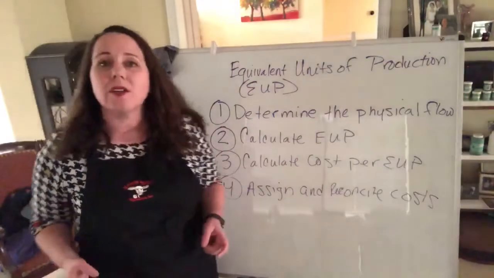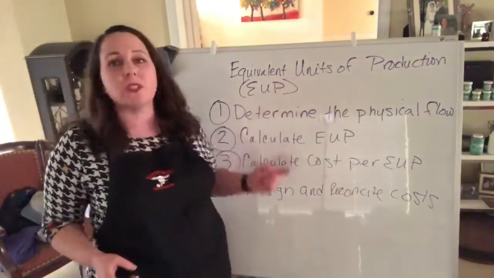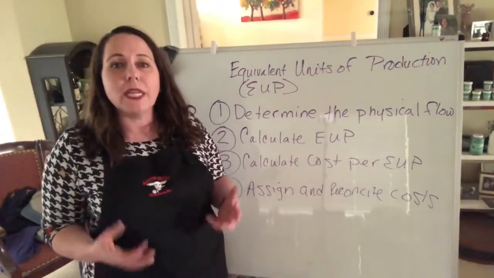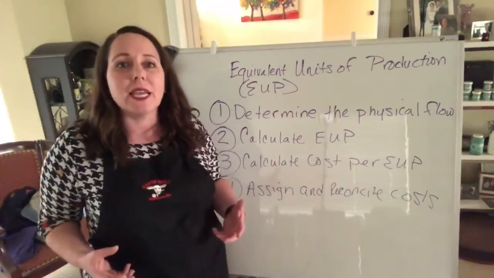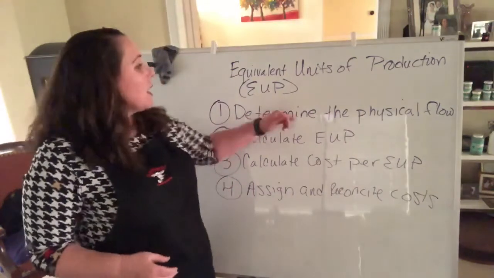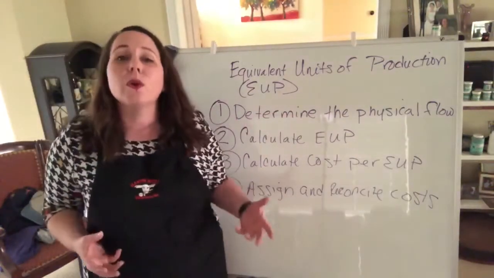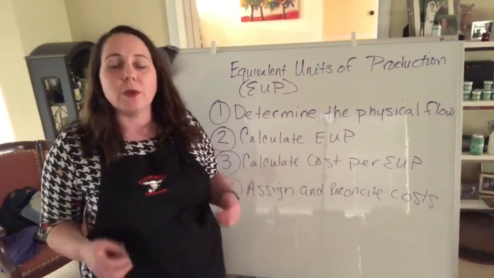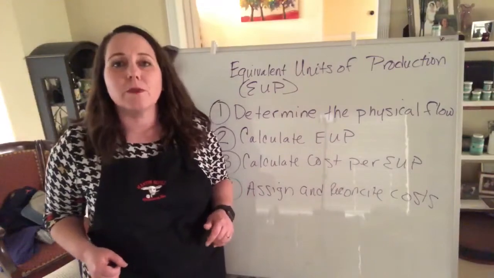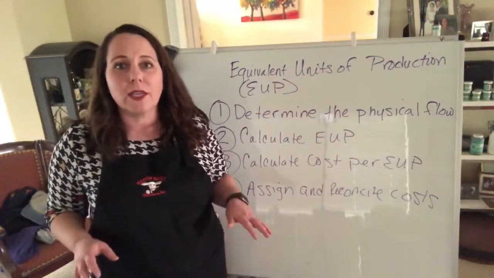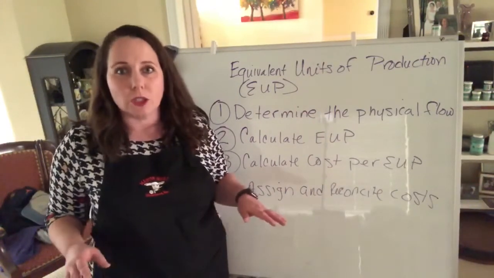Step 2, we're going to calculate the EUP, the equivalent units of production. We know how many units we see, but when we factor in what percent complete the ending inventory is, then we can come up with an equivalent of whole units that we can use to calculate our cost per unit. So we will calculate our EUP. In step 2, we are only talking about units, no dollars.